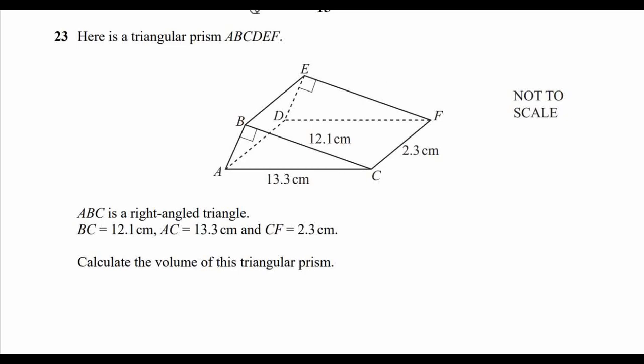Here's a triangular prism, ABCDEF. Question 22 we have discussed before the discussion of question 21, so it's a skip a bit. Sorry for that, guys. So now 23: ABC is a right angle triangle. BC is 12.1, AC is 13.3, CF is 2.3. Calculate the volume of this triangular prism.